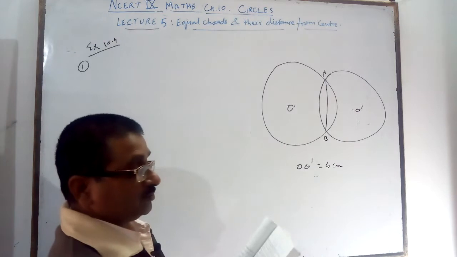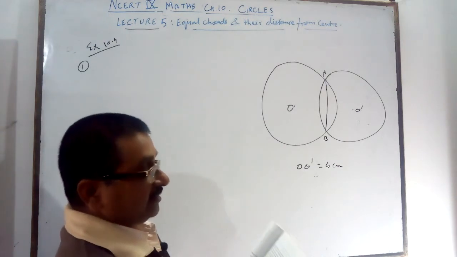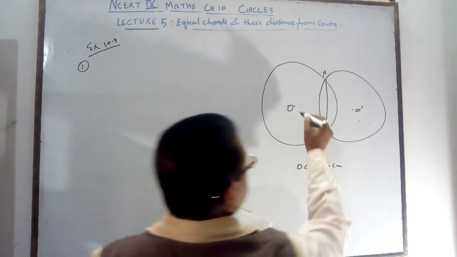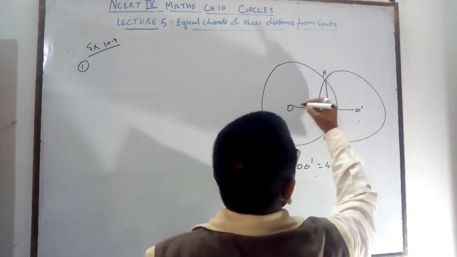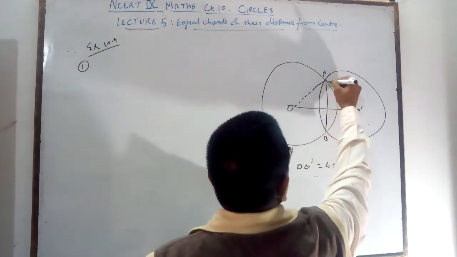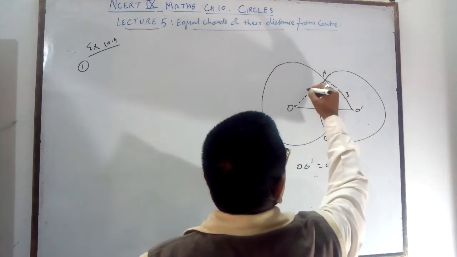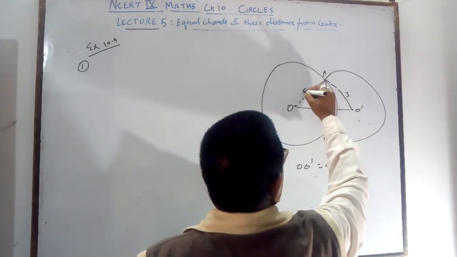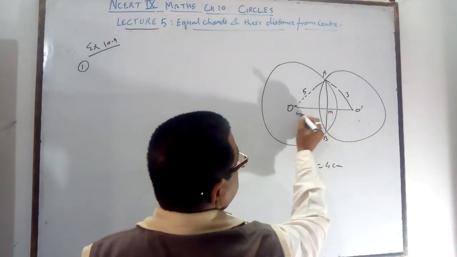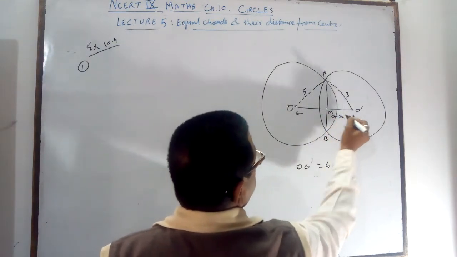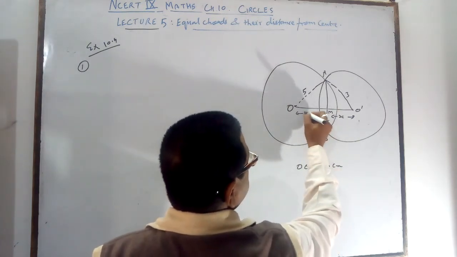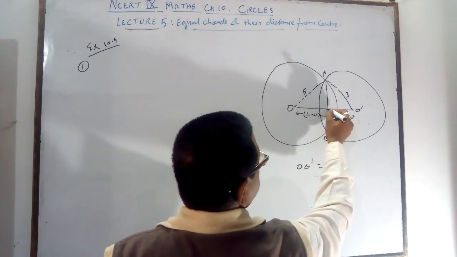You want to find the length of the common chord. AB is the common chord of both circles. So the distance between the centers is given as 4 cm. We will join OA, which is 5 cm, and O dash A, which is 3 cm. Here it is M. OM is X, then O dash M is 4 minus X.